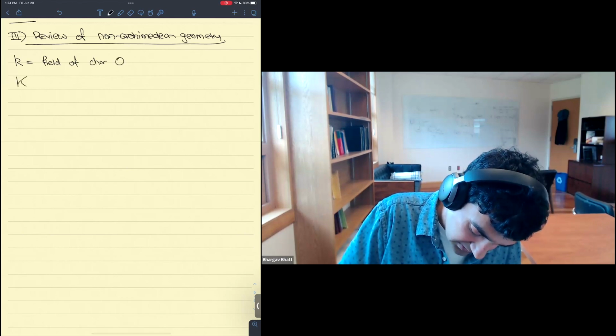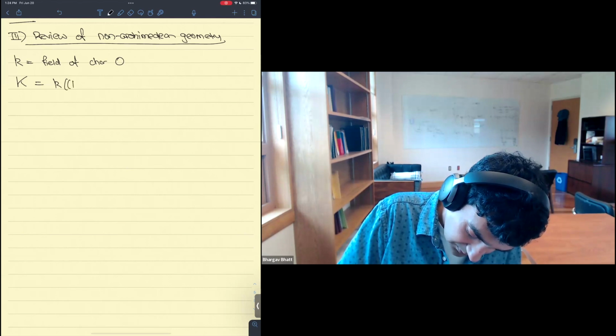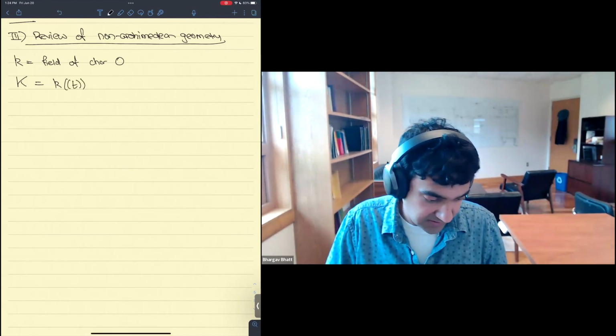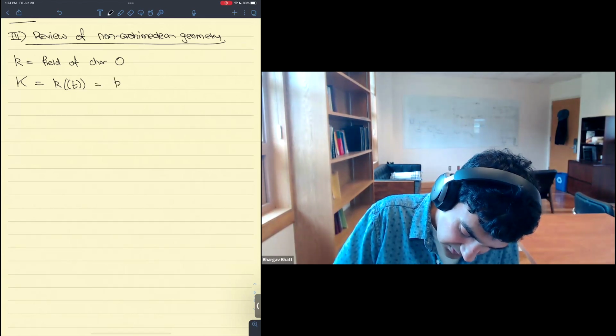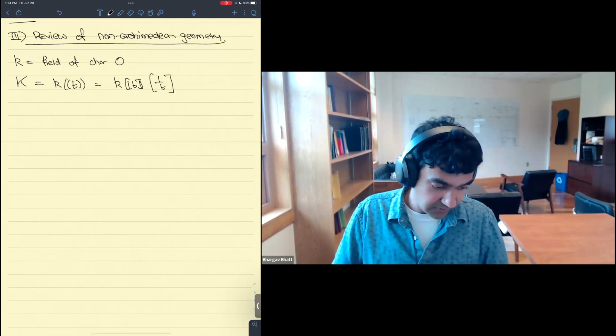And capital K is the ground field I'm going to work over, which is supposed to be a non-Archimedean field. I'm just going to do the simplest non-Archimedean field one can work with, which is k((t)), Laurent series in t. This means you take k, you do formal power series in one variable, which is a DVR, and then you invert the variable to get a field.